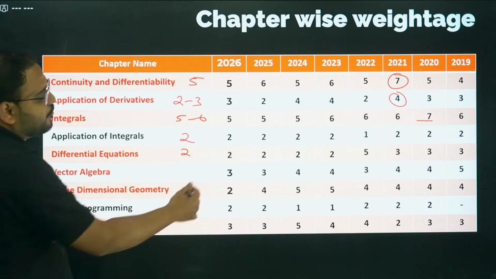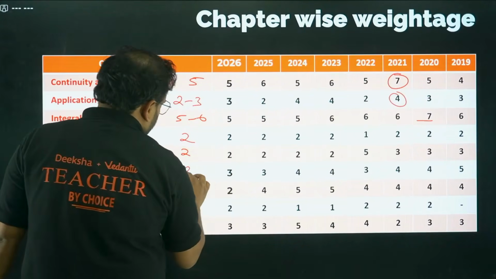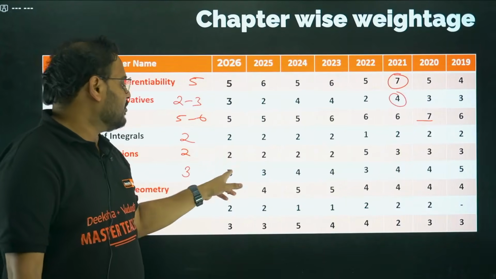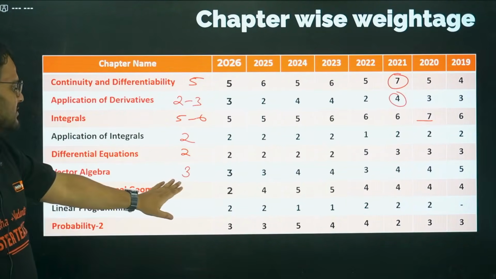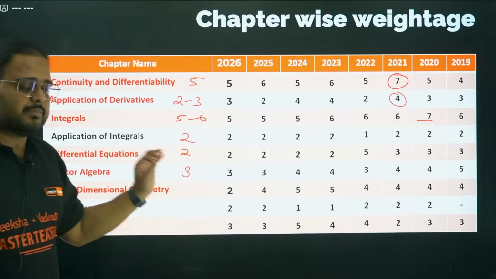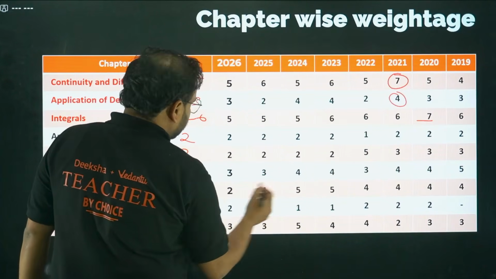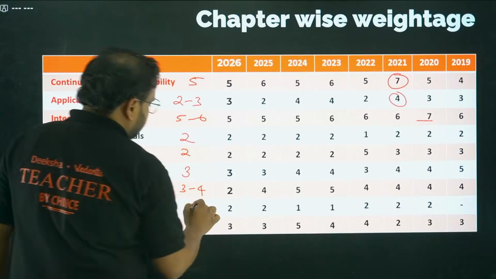Vector algebra, again 3 to 4 questions are fixed every year. This year also you can expect 3 questions. In this year's paper, 26 paper, 3 questions came in vector algebra. Very simple chapter, straightforward, formula based. Do not skip this. Okay, 3D geometry, again 2 questions came last year. Usually 4 to 5 is there. We can expect 3 to 4 questions this year.